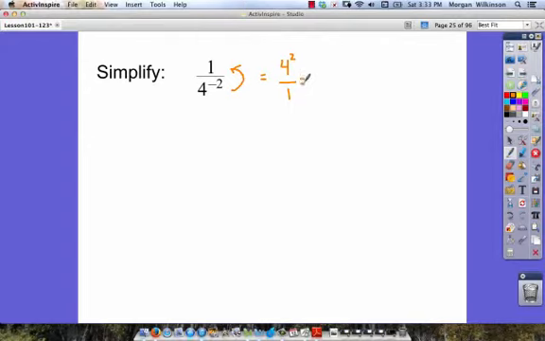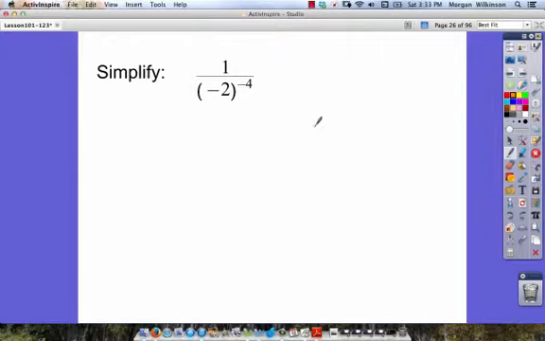And now we can find our answer, because 4 to the second, or 4 squared, 4 times 4, is just equal to 16. And we know any number over 1 is just itself, so we've got an answer of 16. Let's look at another problem where we've got a negative exponent.